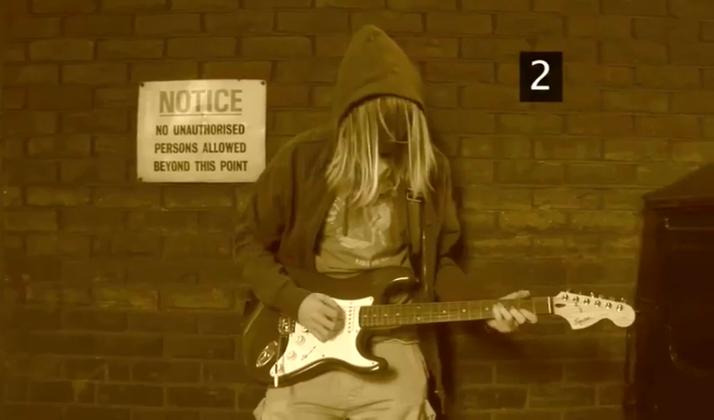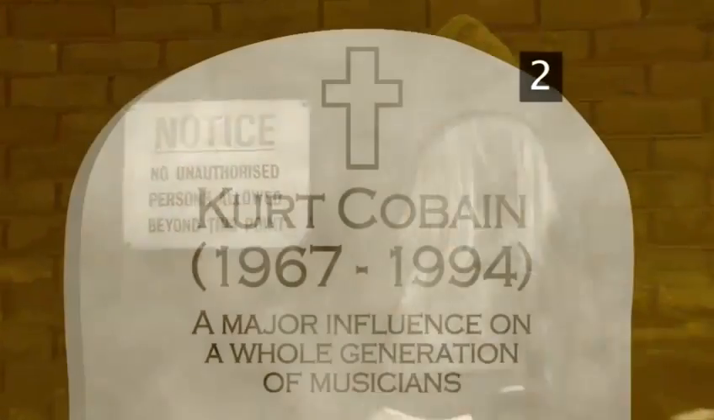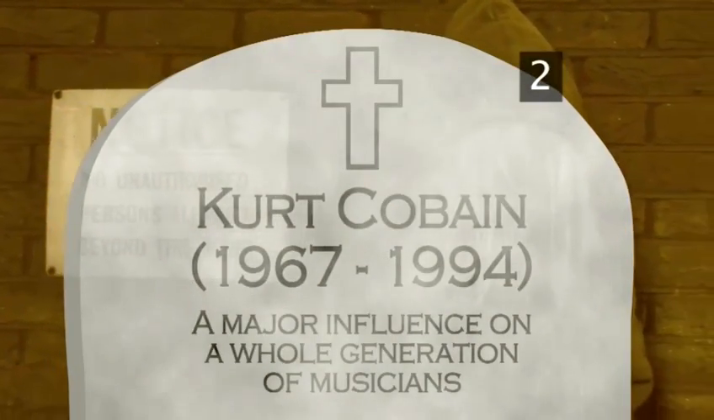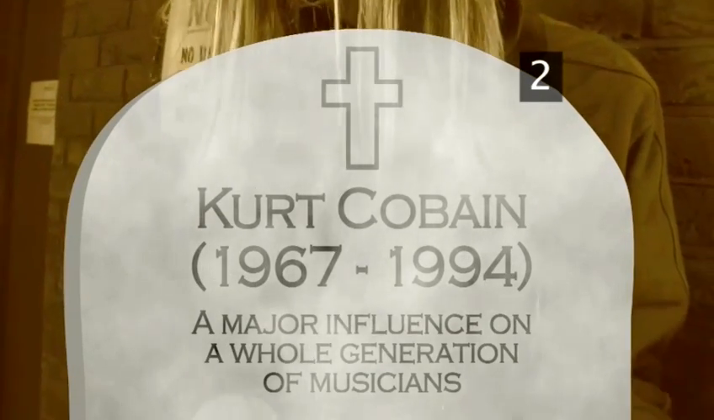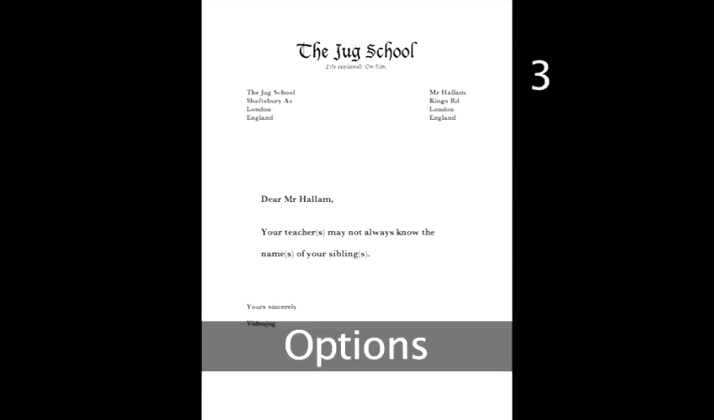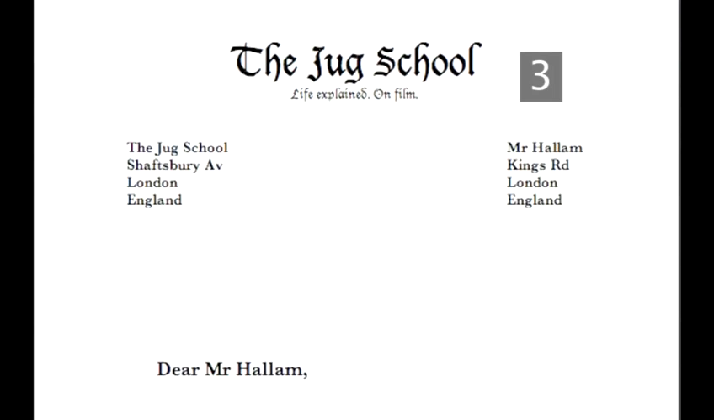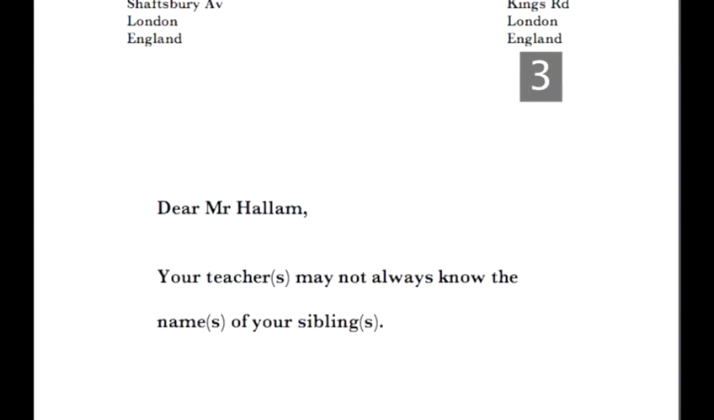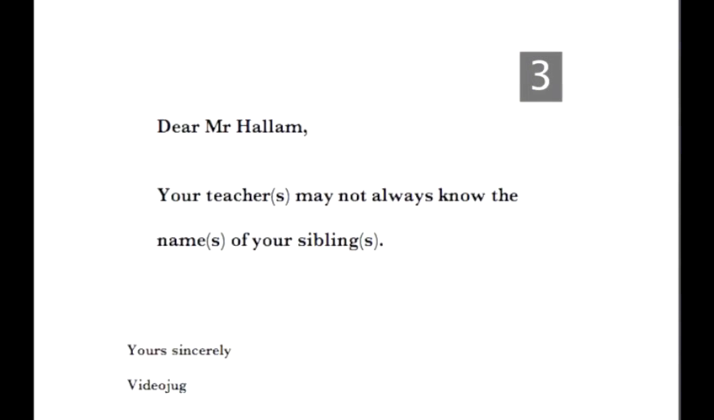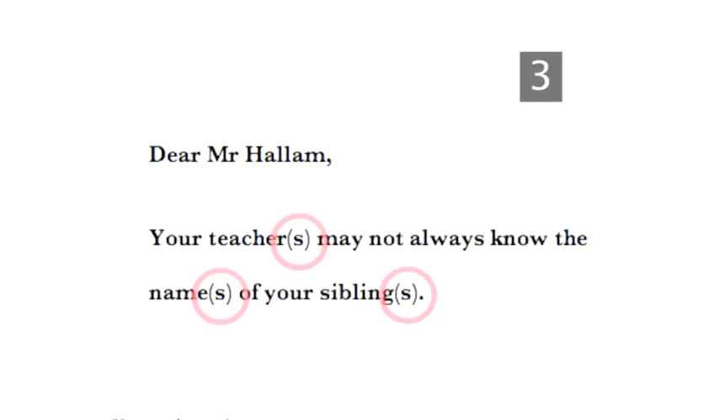Step 2. Extra information. You can include extra information in brackets. The rock star Kurt Cobain (1967 to 1994) was a major influence on a whole generation of musicians. Step 3. Options. Sometimes, particularly in forms or official documents, it may be necessary to use parentheses to illustrate options. For example, your teacher(s) may not always know the name(s) of your sibling(s).